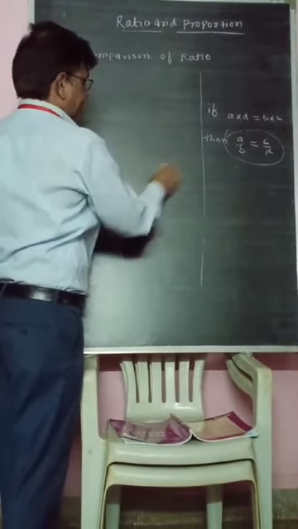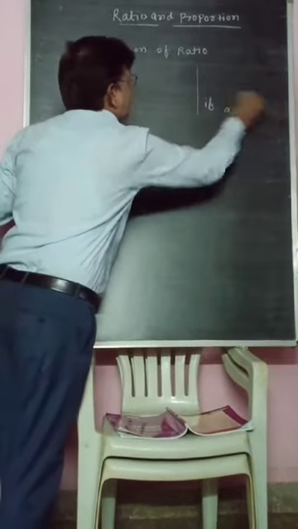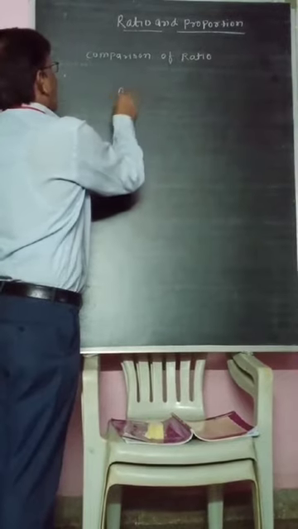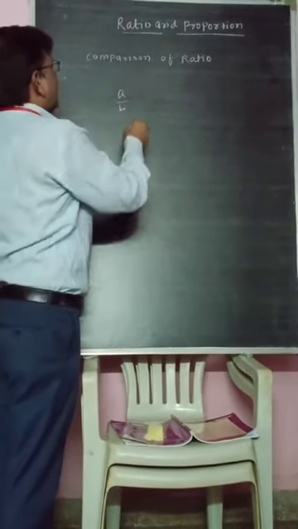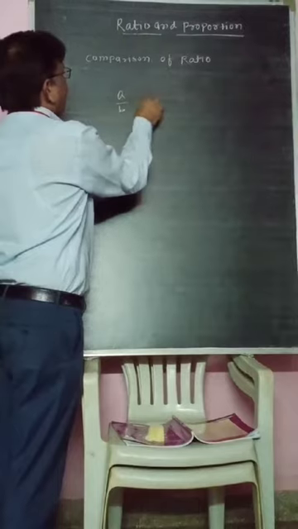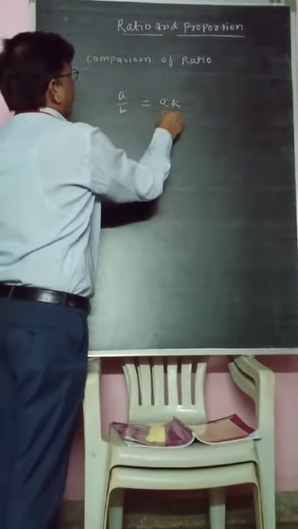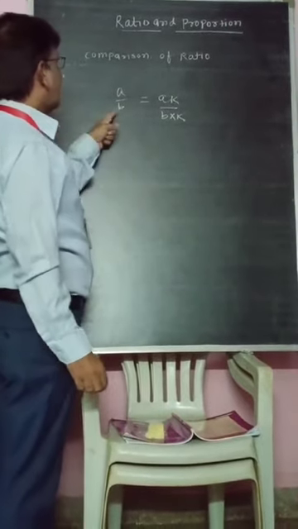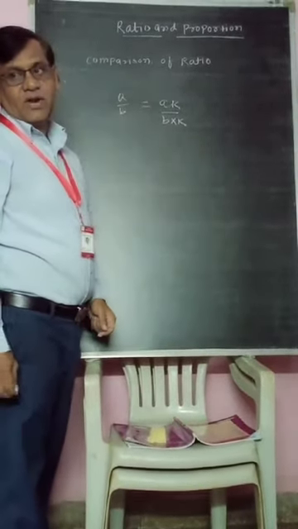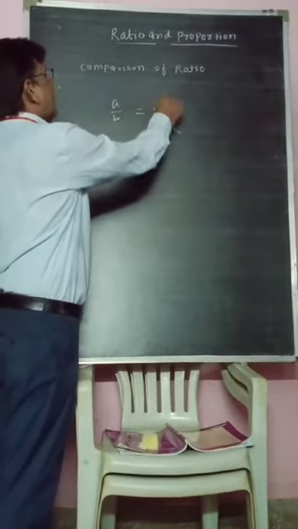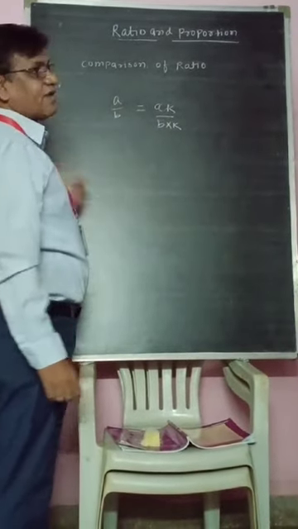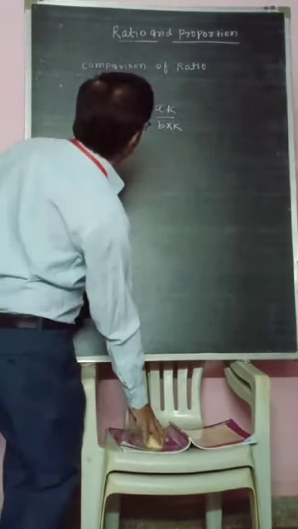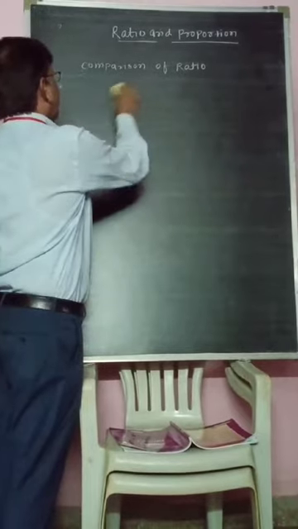Now see, for example, if a by b is one of the ratios, then you can say that a by b is equal to a into k by b into k. If you multiply k to the denominator and numerator, then these two ratios are equal. It means you can multiply numerator and denominator by the same number and you get the same ratio, right? By using this, first you have to solve question number 1.